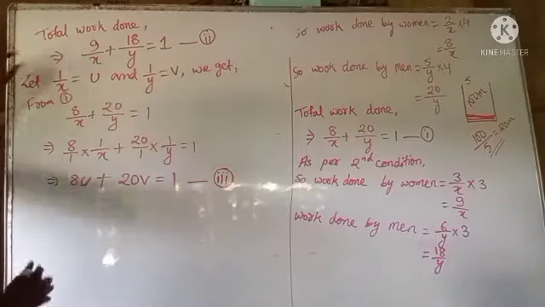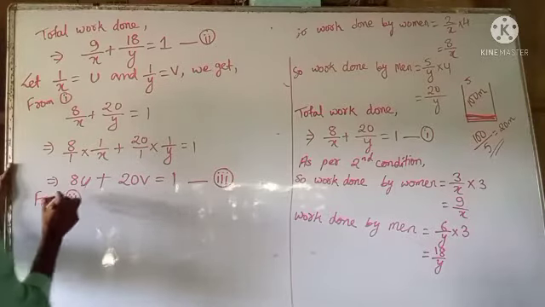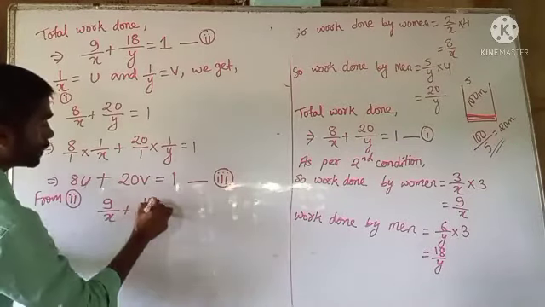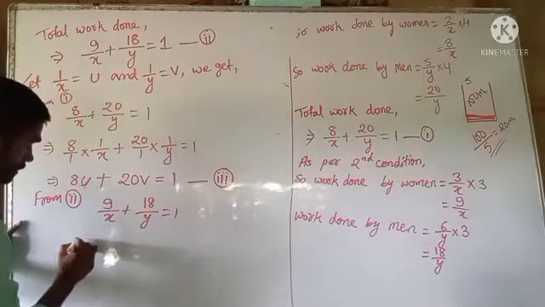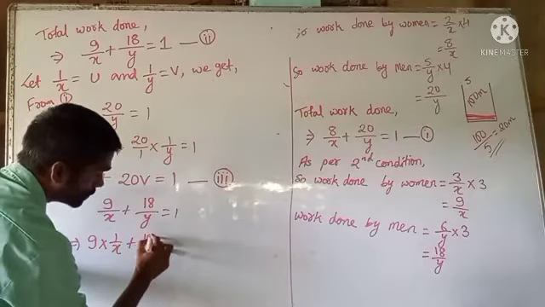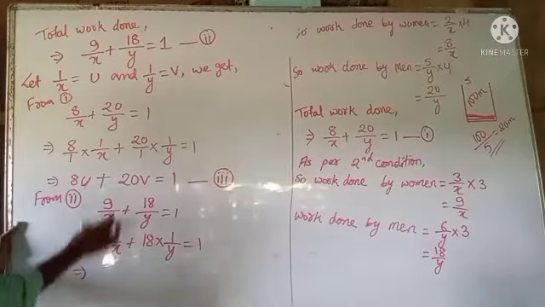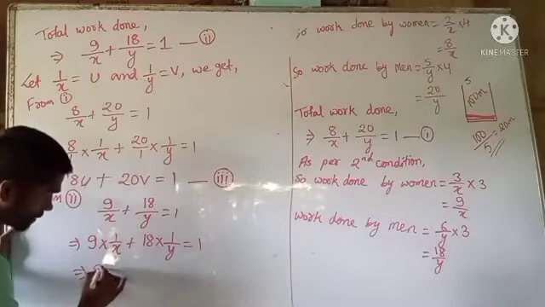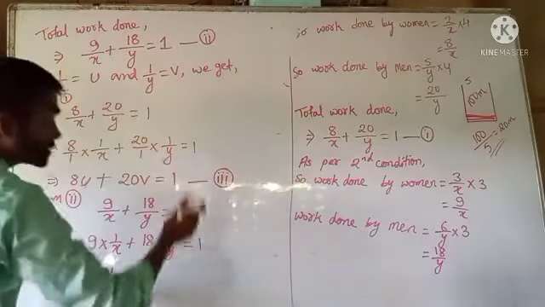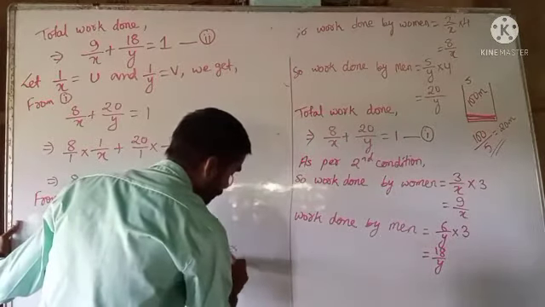Now we will form for the second equation, that is equation number 2 also. So from equation 2, here it is given 9 by x plus 18 by y is equal to 1. So 9 into 1 by x plus 18 into 1 by y is equal to 1. 9 into 1 by x it is u, so we'll get here 9u plus 18 into 1 by y. For 1 by y we will get here it is v, so 18v is equal to 1. So we'll name it as equation 4.